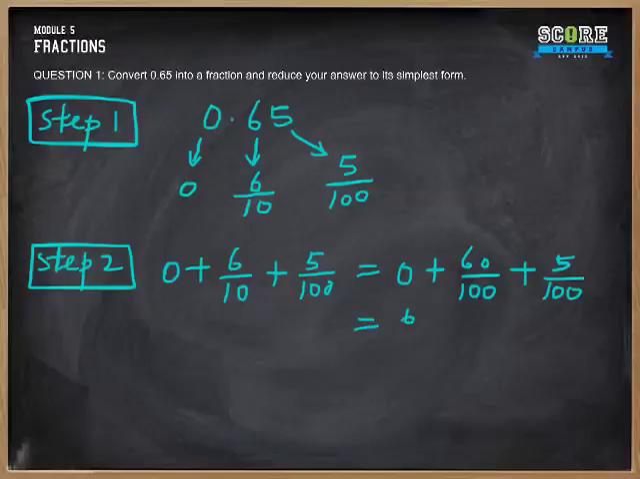You get 65 over 100. That could be simplified further by dividing both the numerator and the denominator by 5. When you do that, the final answer you get is 13 over 20. Well done. All of us are doing pretty well in this one.